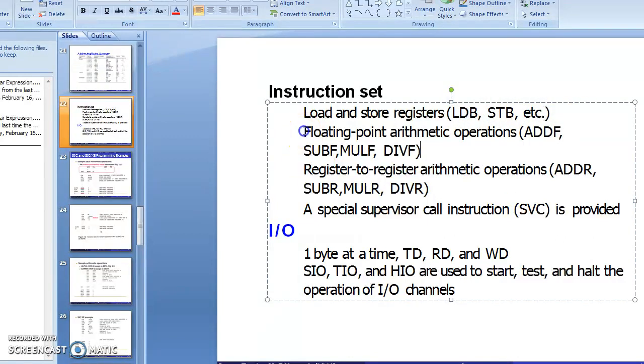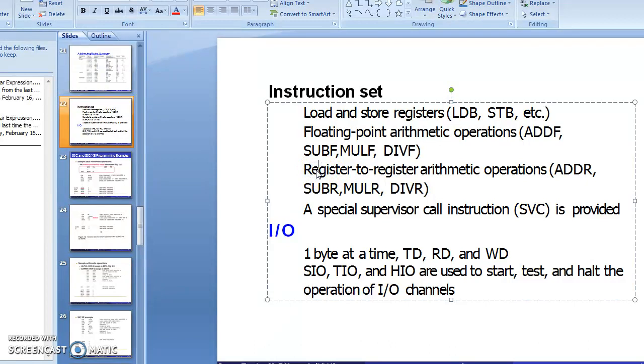The next one, the second kind of instruction is called floating point arithmetic instruction, the same as add, sub, mul, div. We are going to include one keyword called F. This F represents floating point. That means ADDF, SUBF, MULF, DIVF.